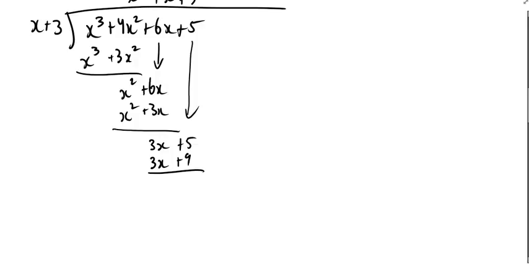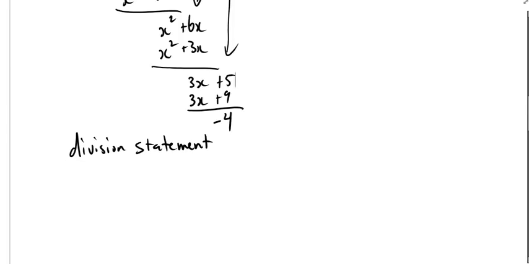X minus 3x is 0. 5 minus 9, negative 4. Done. We make our division statement. We don't have to write the division statement every time, but that's what it's called. And the division statement is f(x) equals d(x) times q(x) plus r(x), using that notation from before.